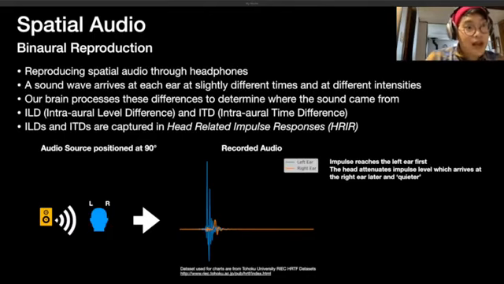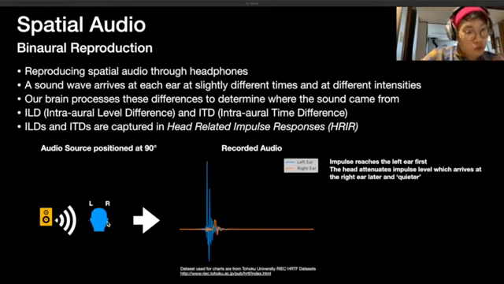headphones. And so the idea behind binaural reproduction is to change the time of arrival and the levels of the sound in each ear. So let's take a closer look. In the bottom left here, we have a speaker set up right in front of the left ear. And so when a sound is emitted from the speaker, the sound is going to reach the left ear first.